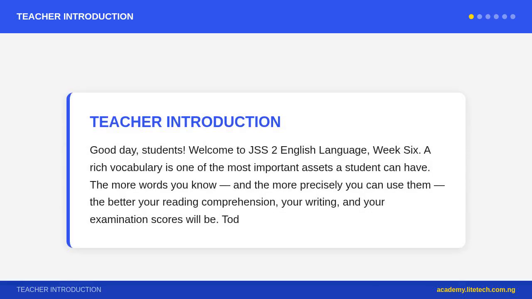A rich vocabulary is one of the most important assets a student can have. The more words you know, and the more precisely you can use them, the better your reading comprehension, your writing, and your examination scores will be. Today we focus on two key vocabulary relationships: synonyms, words with similar meanings, and antonyms, words with opposite meanings.